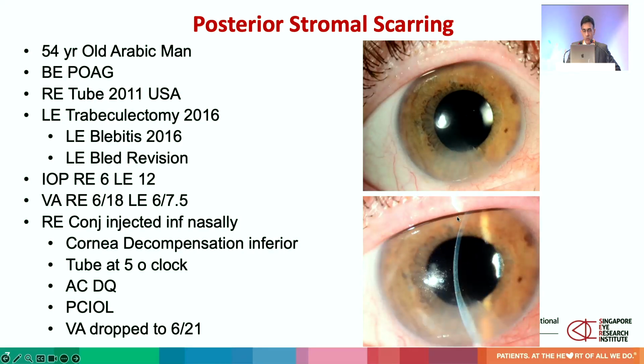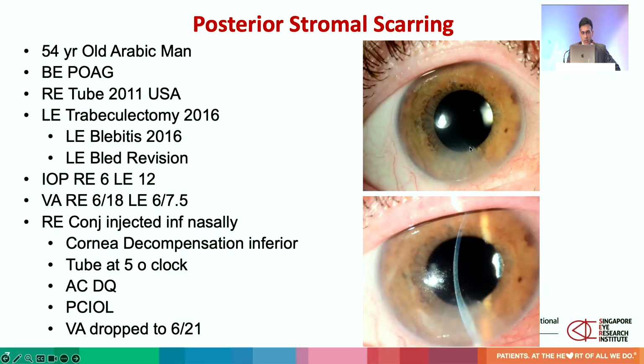He had his tube done in the United States at Bascom Palmer in 2011. His left eye had quite a difficult course following trabeculectomy. His pressure was well controlled in both eyes. Visual acuity was 6/18, but he had this chronic inflammation inferiorly, where his tube is. He was seen by the glaucoma service, and then he was sent to me to have a look at what to do with his cornea.